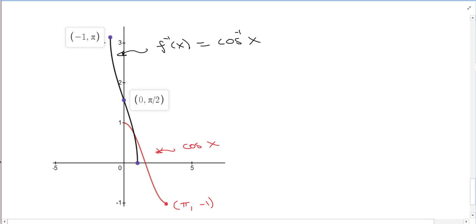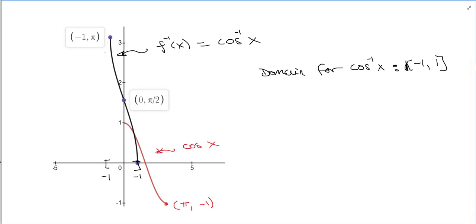So the domain of your inverse, the only things that you can put in for cosine inverse are values that are between negative 1 and 1. So your domain for cosine inverse of x is included, sorry, -1 to 1.